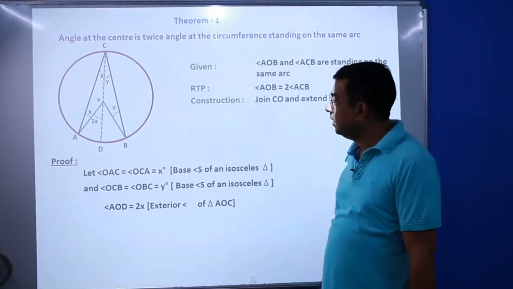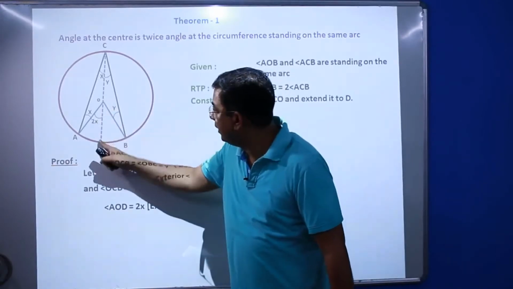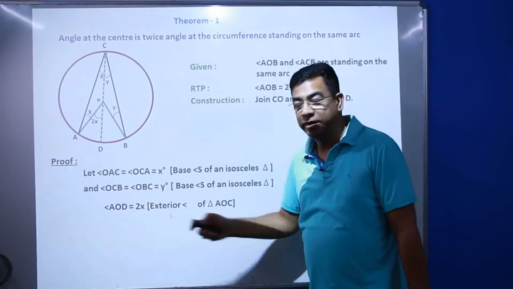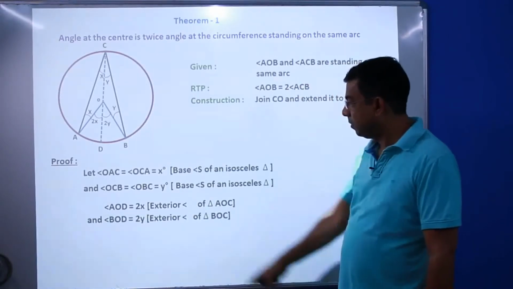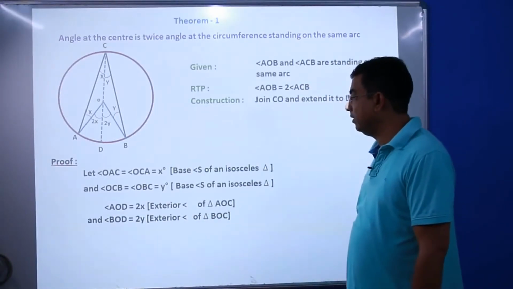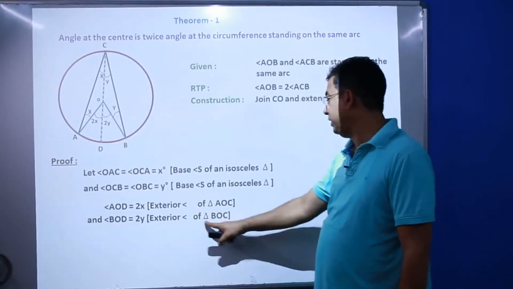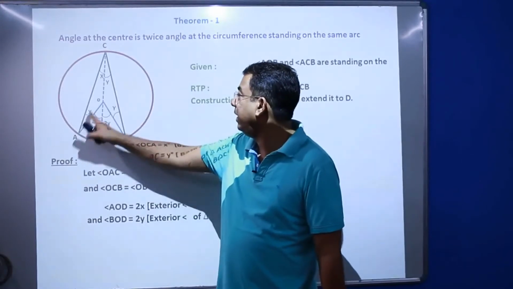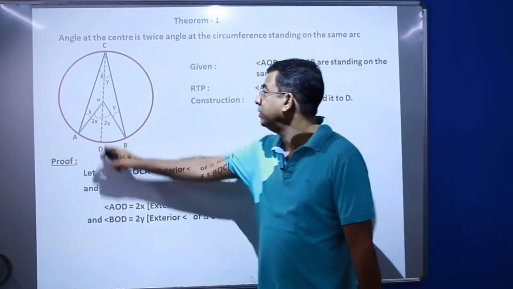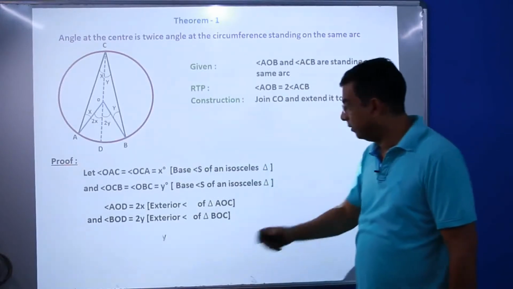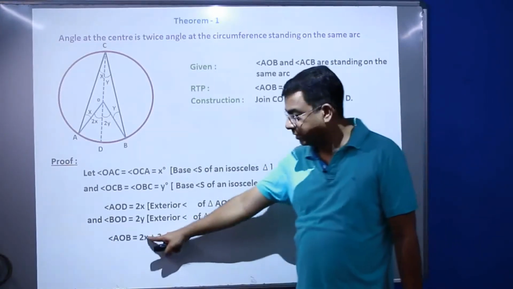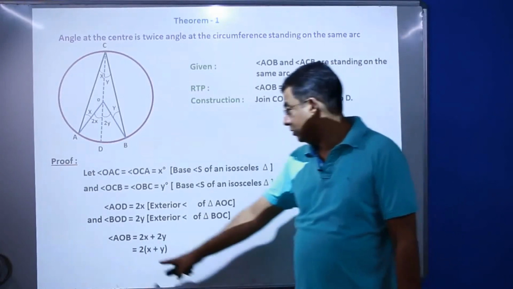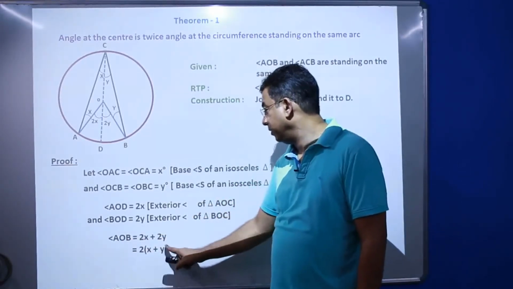Applying the same property, again angle BOD is going to be sum of these two angles because of exterior angle property. So angle BOD is equal to 2y. Why? Because it's exterior angle of the triangle BOC. Now look at the angle AOB. Now AOB is what? It's 2x plus 2y degree. You can take 2 common. So AOB is basically 2 times x plus y.